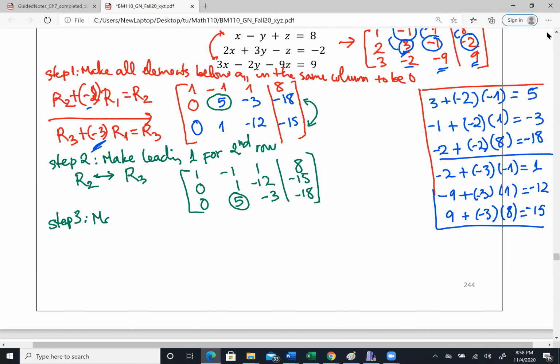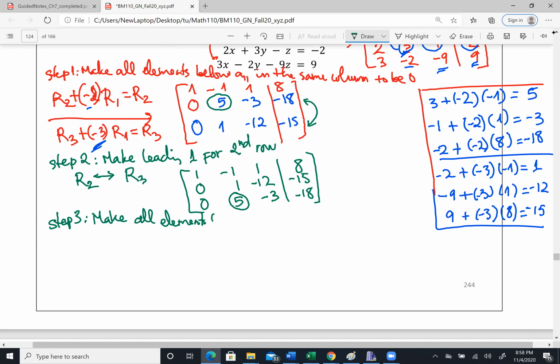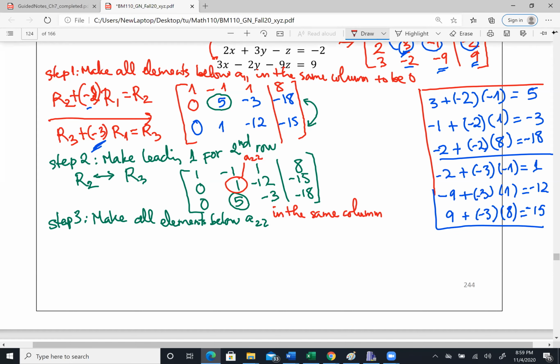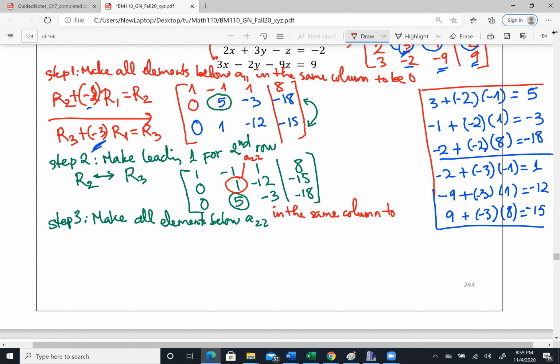So make all elements below A22 in the same column to be 0. A22 is the element in the second row, second column, which is this one, A22.